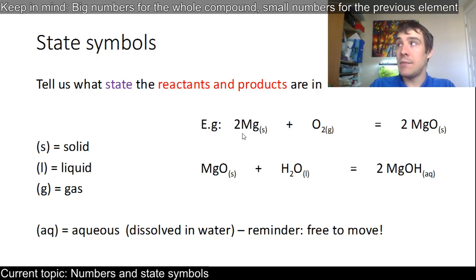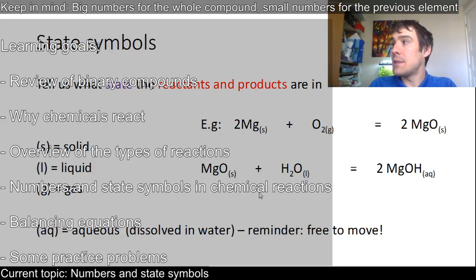Right. We have to add these state symbols to tell us what states we're in. It helps us talk about what kind of things to expect out of our reaction. Like if there's a gas that's going to come out of my reaction, I want to know that as a chemist. If it's soluble in water, I want to know that as a chemist. If I have to have it dissolved in water to make the reaction happen, so that the ions are free to move, I want to know that as a chemist. So we put these on our reactions to give more information to other chemists that might be trying the same reaction. That's numbers and state symbols in chemical reactions.